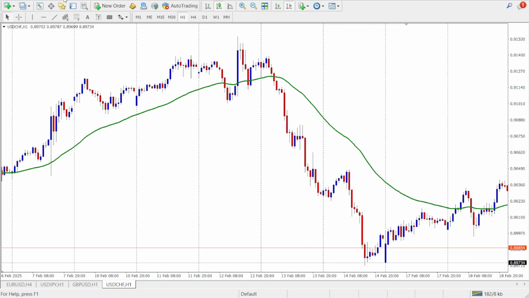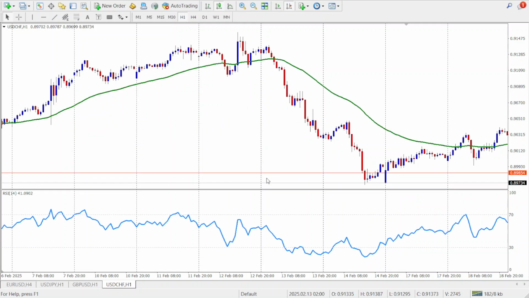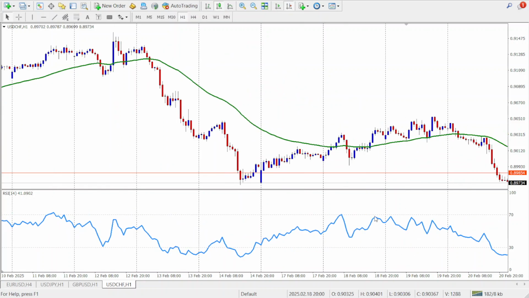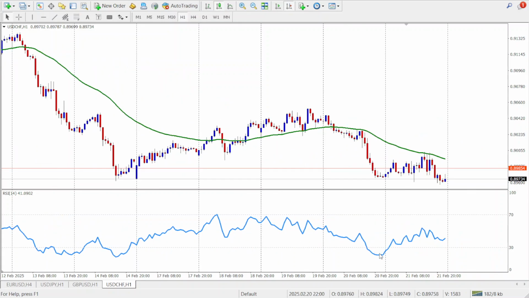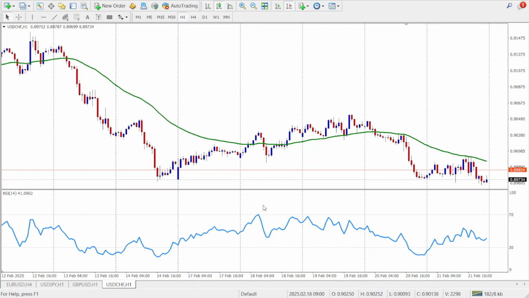The second indicator is the relative strength index, or the RSI. The RSI is another great tool for scalping. It helps identify whether an asset is overbought or oversold. When the RSI goes above 70, it's a sign that the market could be overbought, while below 30 signals an oversold condition. Now, these levels can give you a potential reversal point for scalping trades.